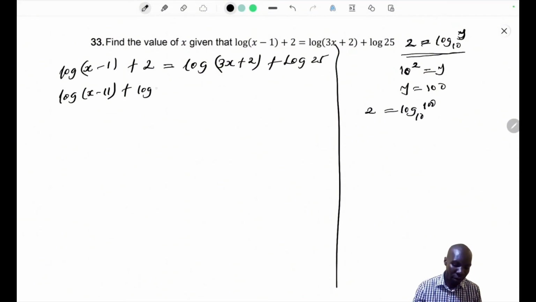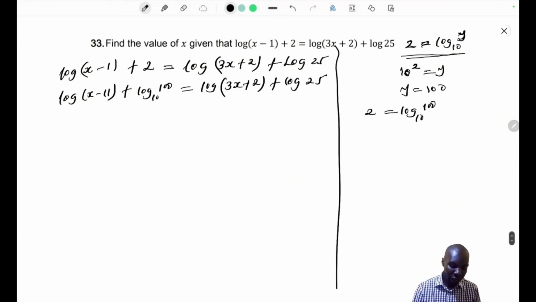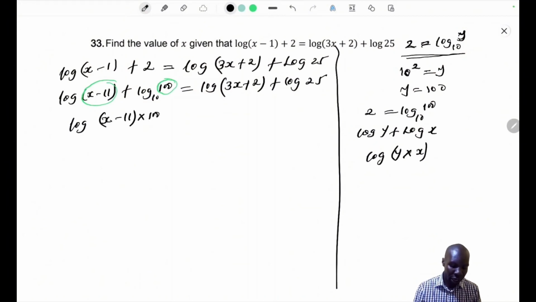So we'll have log of 100 to base 10 is equal to log of 3x plus 2 plus log of 25. Now we know that log of y plus log of x can be written as log of y times x. So in our case, we have log of x minus 1 plus log of 100. That can be written as log of x minus 1 multiplied by 100. On the right hand side, we have log of 3x plus 2 plus log of 25.